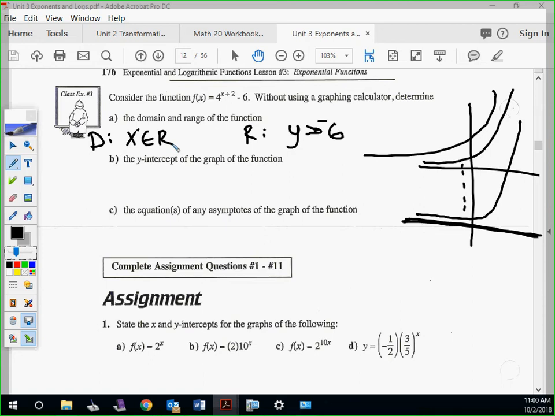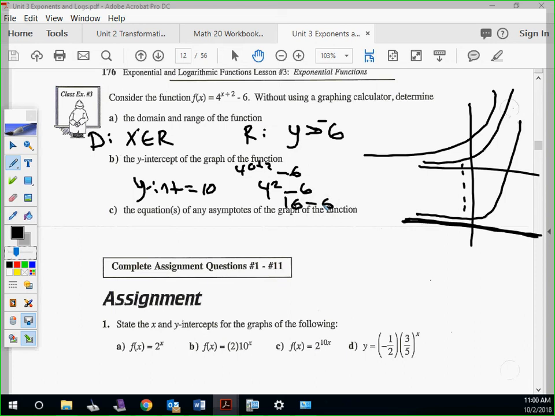It's going up. Yeah, it's going up. This is the lowest, right? So your y-intercept is 10. How do you get that? 4 to the 0 plus 2, minus 6. So 4 squared minus 6, 16 minus 6 is how you get the y-intercept.